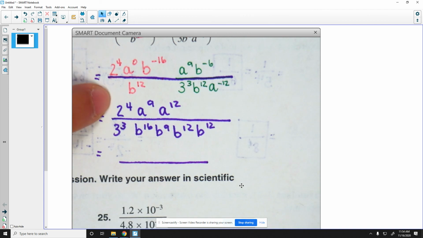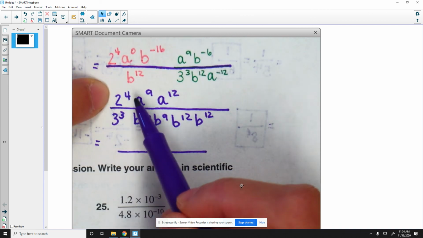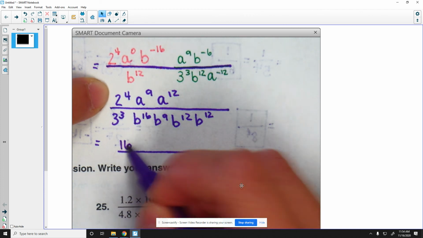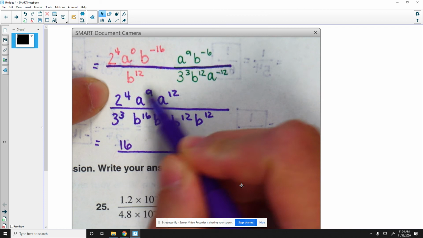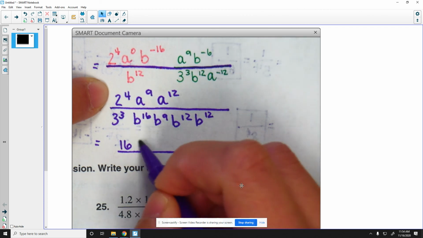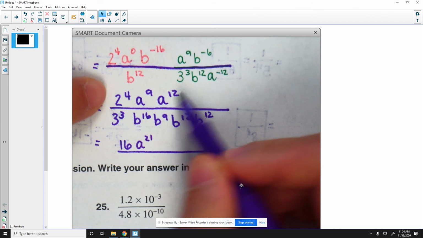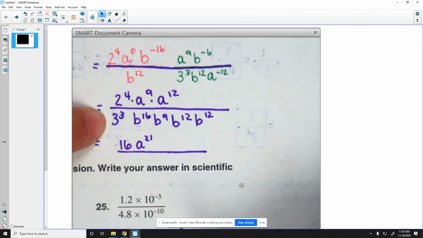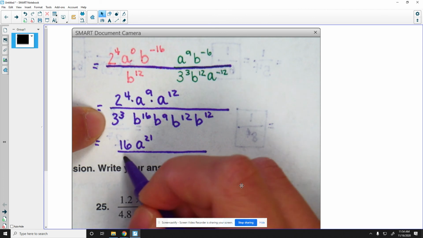All right. Now I have more things that I can combine. 2 to the 4th equals 16. A's, I have 2 of them on top. So how many is that total? 21. Because remember the rule, I can combine them by adding when it's a multiply problem. The bottom, 3 to the 3rd is 27.